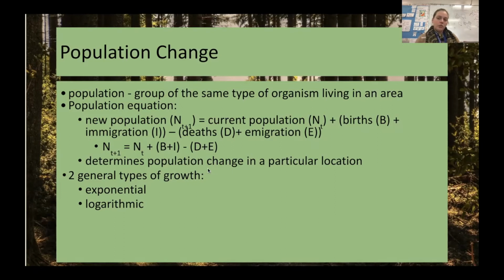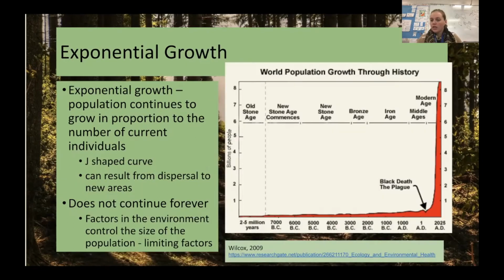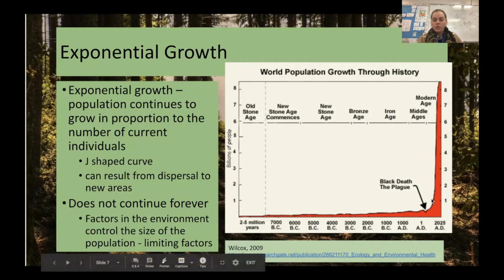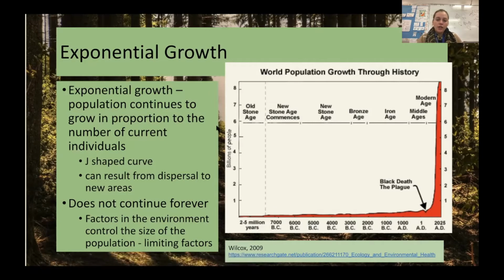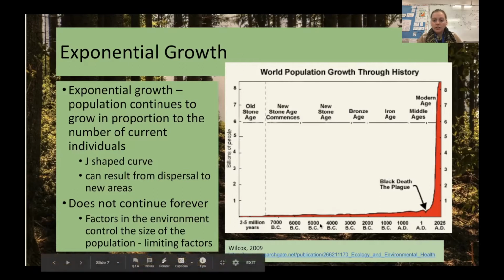And populations will grow over time and decline. So we have two general types of growth, exponential and logarithmic. Exponential growth occurs when populations have no limitations, as in there's so many resources that the population can grow and grow and grow without stopping. So this is going to result in a J-shaped curve. Use your imagination. There's the J-shape. When you graph the number of individuals in that population on the y-axis against increasing time on the x-axis.